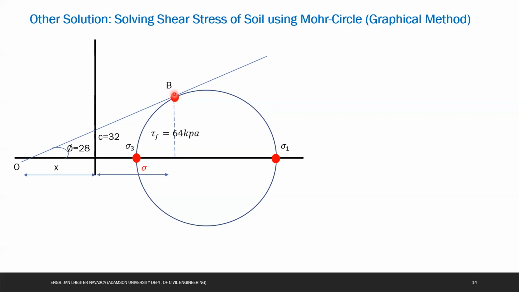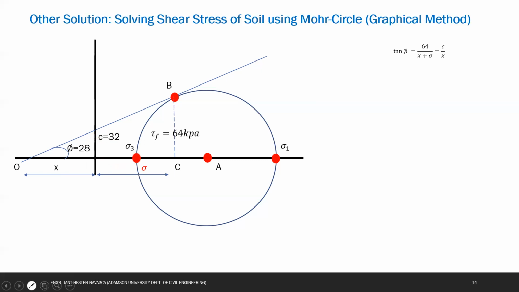Okay, so we can consider again this triangle, yung triangle na to. So tangent phi, that is also equals to c over x. Itong small triangle na to, that is c over x. Then using this big triangle OBC, tangent phi is opposite over adjacent sides. So that is 64 over x plus sigma. Then considering the small triangle, that is c over x, opposite over adjacent sides. Okay, so we are going to find the value of your sigma.